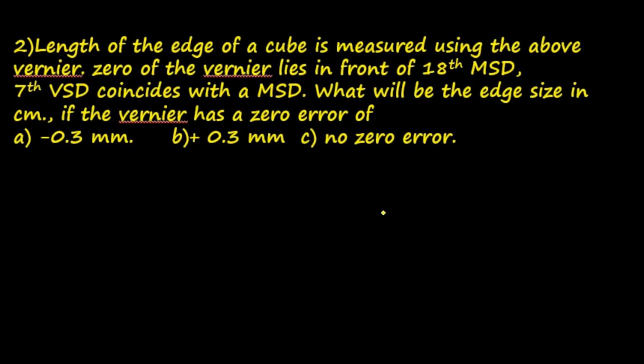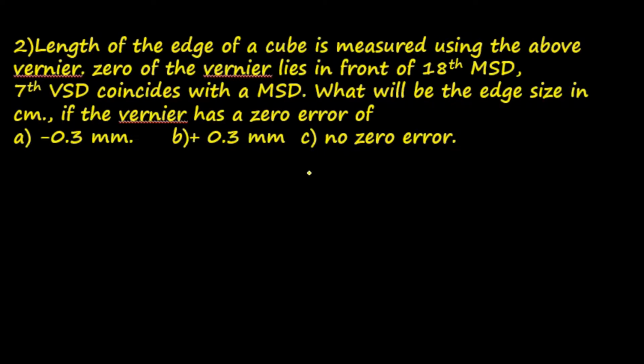Let us see the second problem. This is a continuation of the first problem. Let us read it. Length of the edge of a cube is measured using the above vernier. 0 of the vernier lies in front of the 18th main scale division and 7th vernier scale division coincides with a main scale. What will be the edge size in centimeter if the vernier has a zero error of negative 0.3 millimeter, positive 0.3 millimeter, or no zero error.